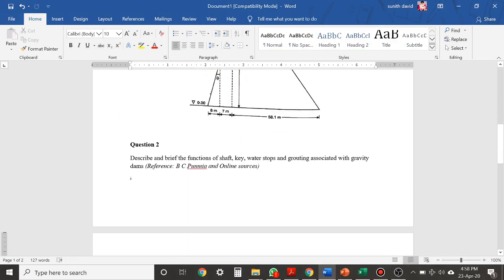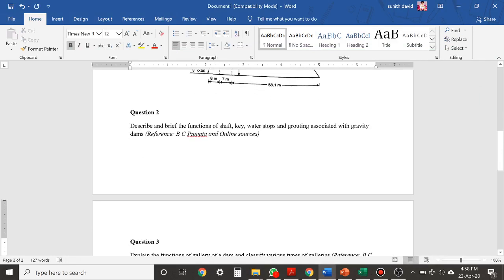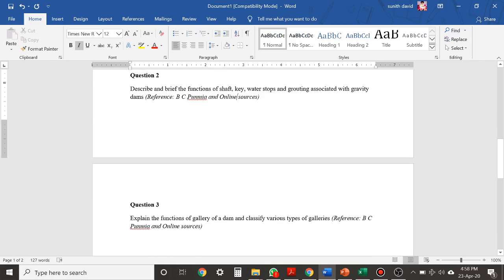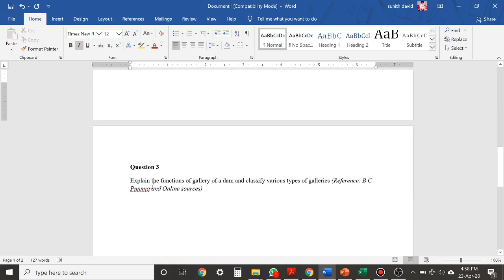Question number 2 is to describe and brief the functions of basic things like shaft, key, water stops, and so on. You can refer to BC Punmia or use any online sources to do the assignment. And your question number 3 is to explain the functions of a gallery of a dam and classify various types of gallery. Here also you can refer to BC Punmia or any other online sources. So you can do questions number 1, 2 and 3.